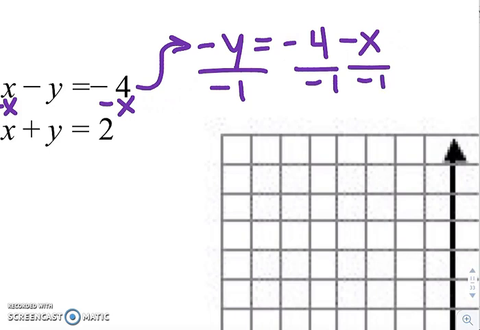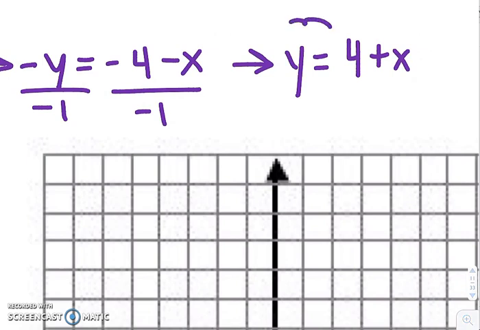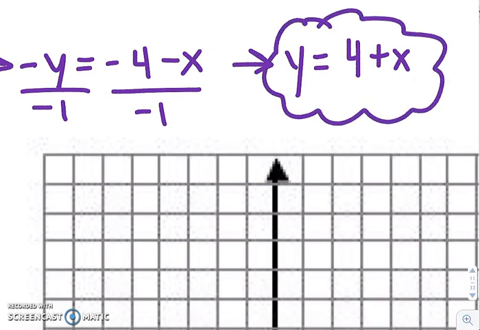So again, it doesn't matter if you divide each thing separately on that right-hand side, or if you just kind of do one big fraction. But every single thing in the equation is going to get divided by negative 1. And that leaves us then with y equals positive 4 and negative x over negative 1 plus x. So that's our first equation that we're going to graph.